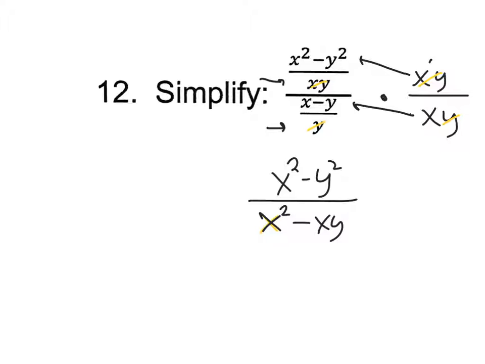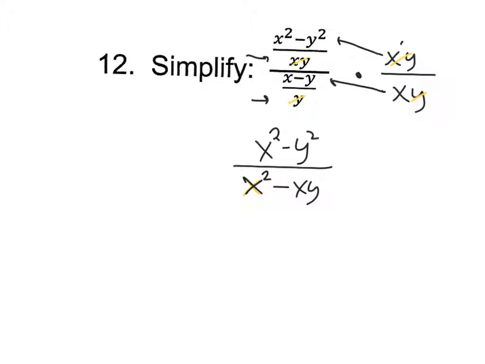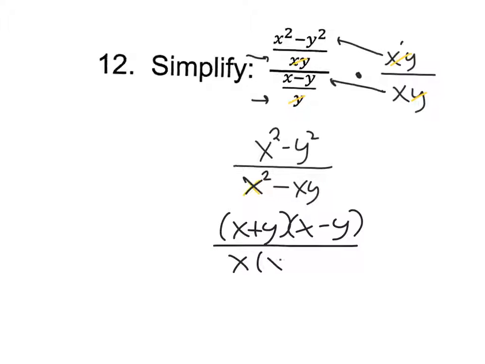So obviously, hopefully you can look at that and know that something will factor. So my numerator is the difference of squares, which is about the 5th time on this video we've done this, x plus y, x minus y. My denominator, you can take out an x, and that will leave x minus y. And now what you're looking at is those canceling. And so that leaves you with an x plus y in your numerator and an x on the denominator.